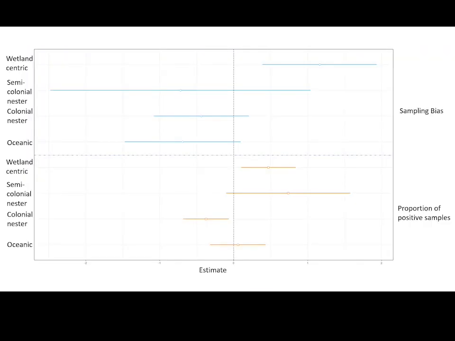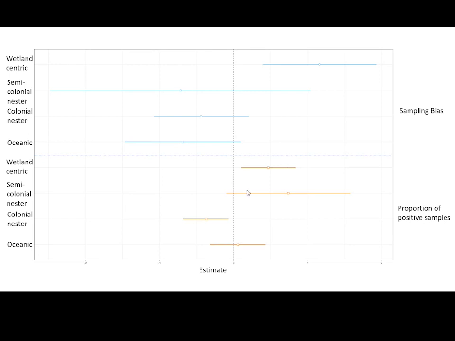So this next graph is the results of two models, both GLMs, looking at the different spread of species, their prevalence rate and their sampling bias for different metrics. A key important point here is that wetland-centric species are sampled more, and they also have a higher proportion of samples that come back as positive, and both are significant.